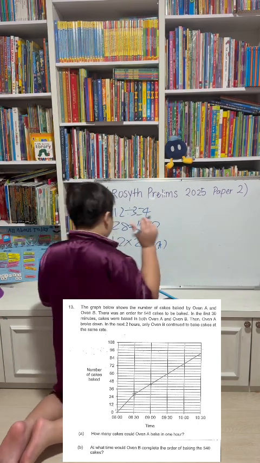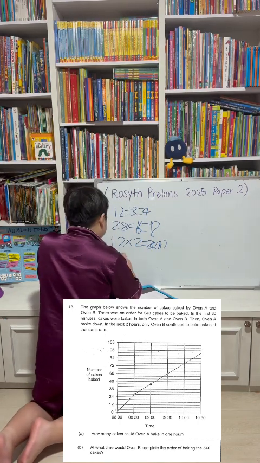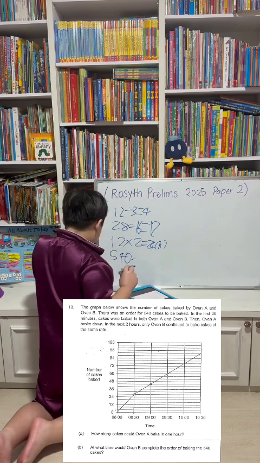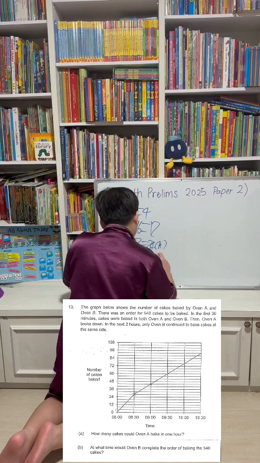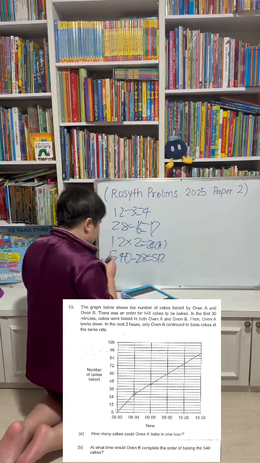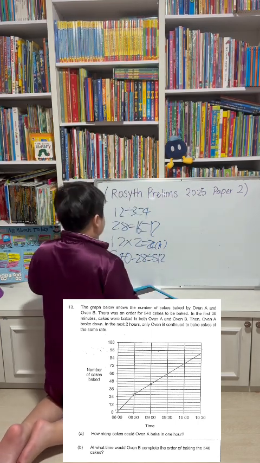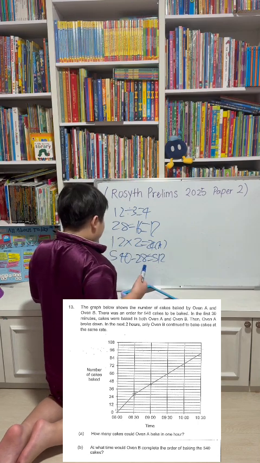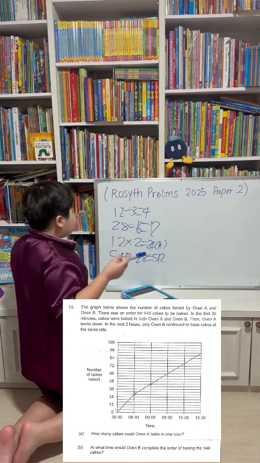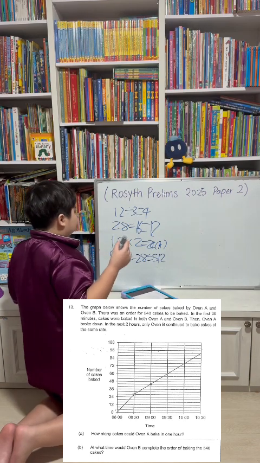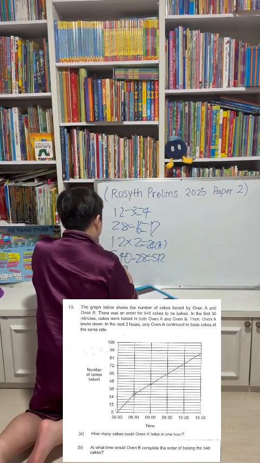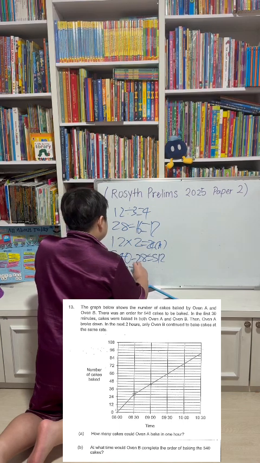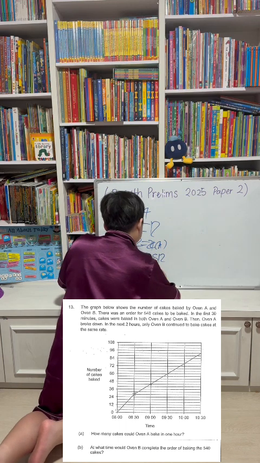So we do 540 minus 28 equals 512. That means that oven B had to bake 512 cakes after oven A broke down. So we find how long that took. Okay, so 512 divided by 16 equals 32.